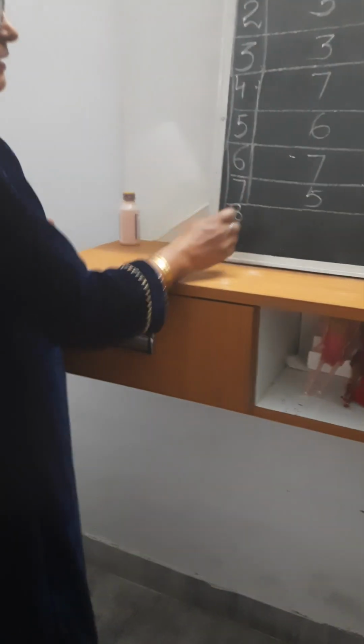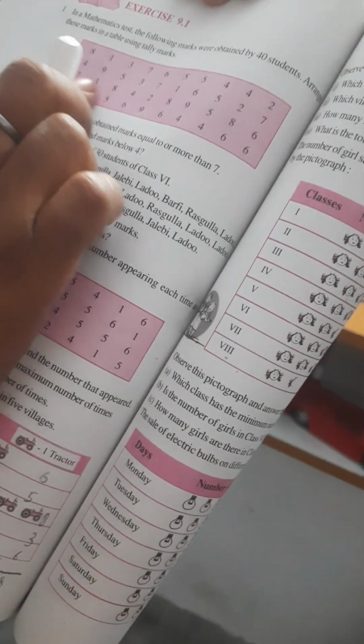Okay. Now next number is 8 marks. Now let us see 8 marks. How many times is it repeated? 1. Then after 1, 2, 3 times. 3 times. So 1, 2, 3. Now last number 9. So 9 is repeated how many times?